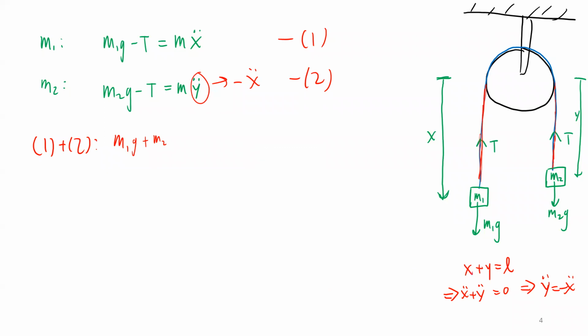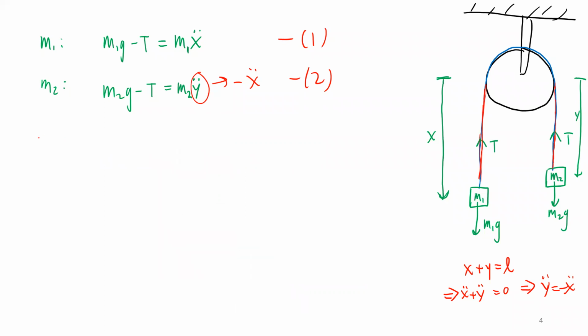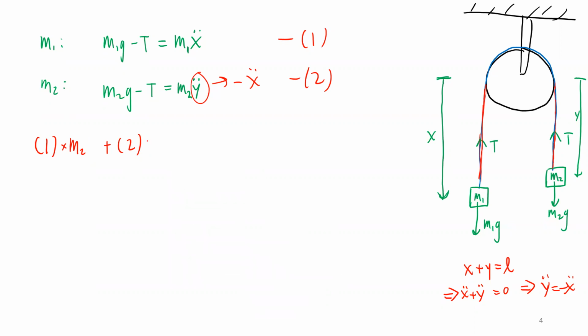Typo over here. Of course, this should be m1, it should be m2. I need to make some correction. So what I would do is actually to take the first equation, multiplied by m2, and then plus the second equation multiplied by m1. Let me do that.